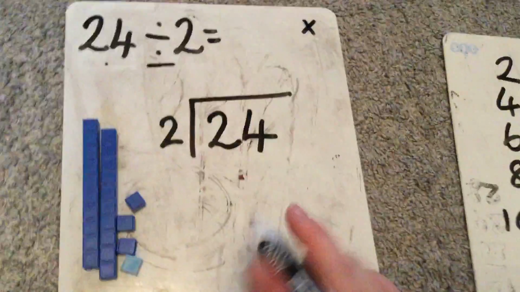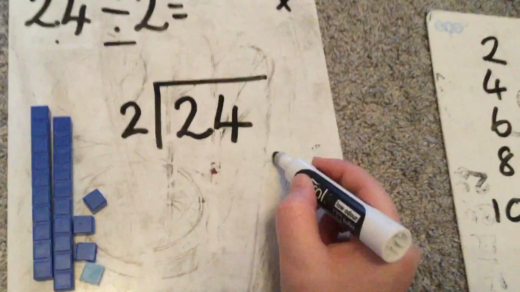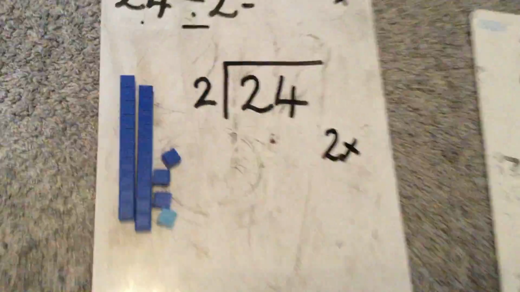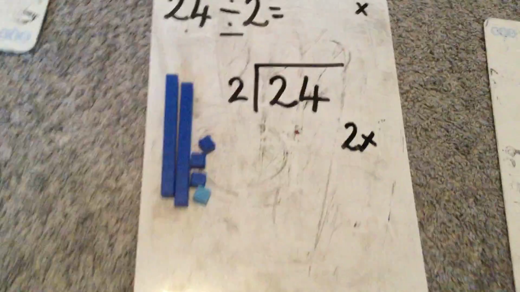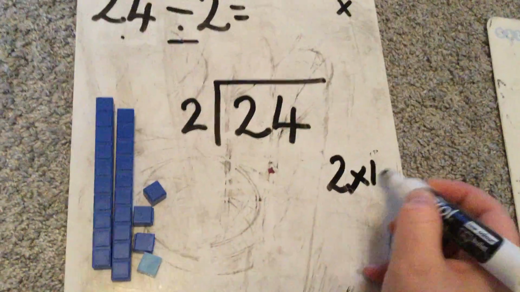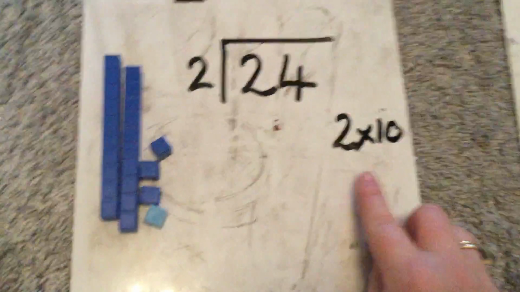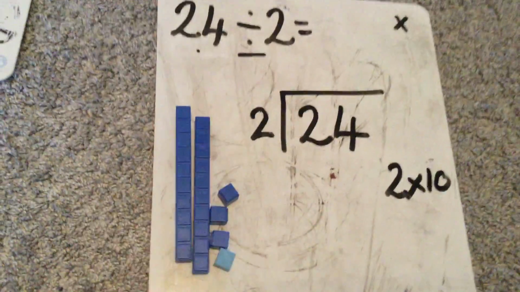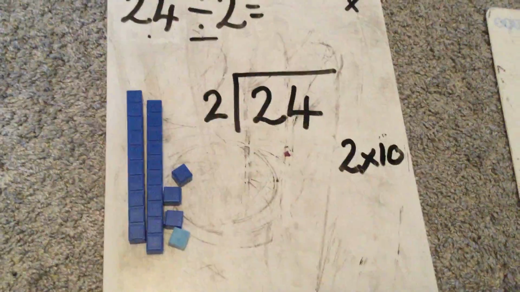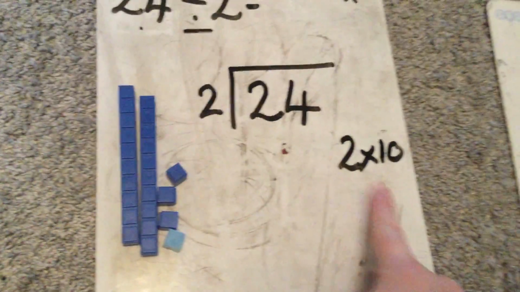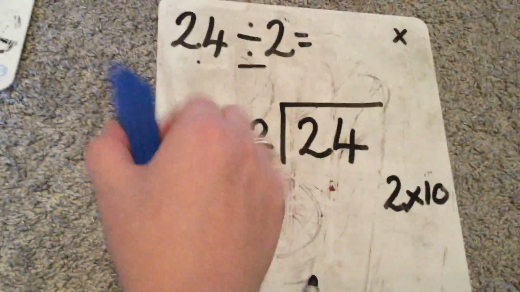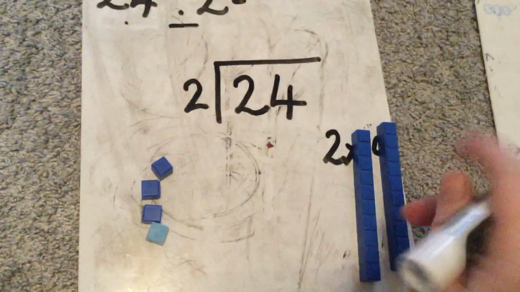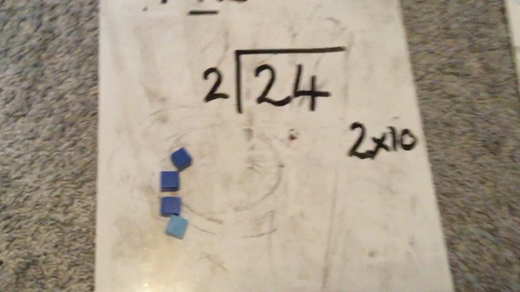So I'm going to start off in the 2 times table. Using my 2 times table, I'm going to get rid of 2 groups of 10. So 2 groups of 10. I've got 2 groups of 10 over there that I know I can get rid of and group. So 2 groups of 10 gives me 20. So 10, 20.